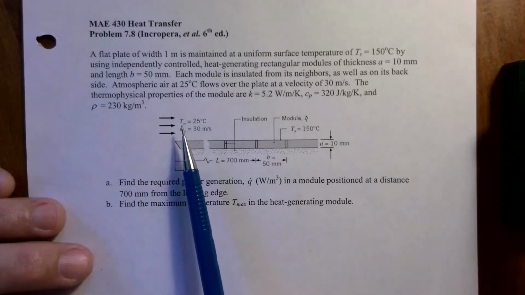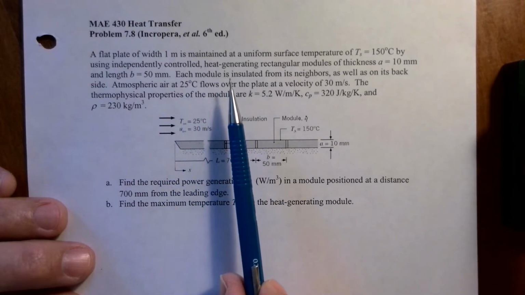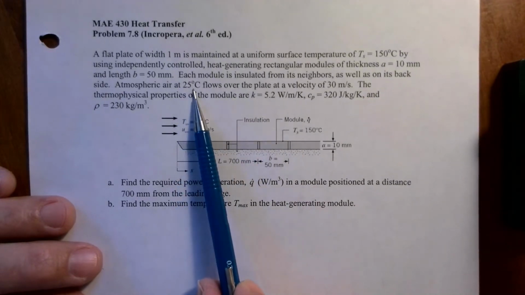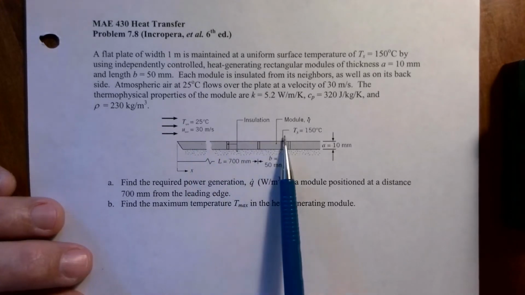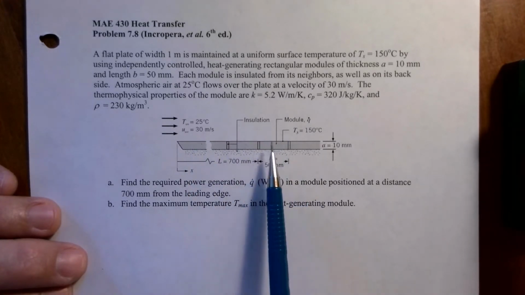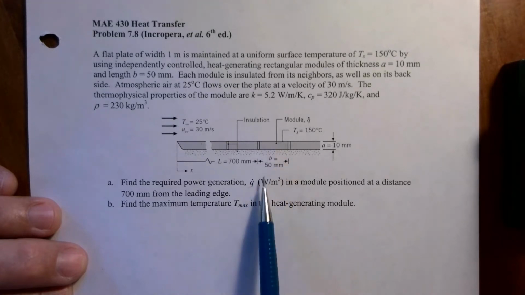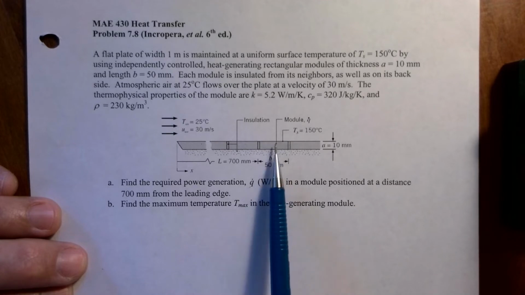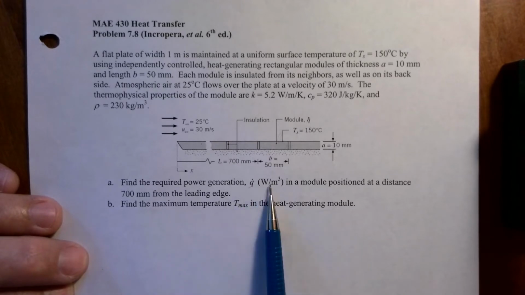So what is it? Is it air? Atmospheric air is flowing over the modules, and comes in at 25 degrees C at 30 meters per second. It's asking us to find the required power generation inside each of these modules. The power generation is per unit volume, so take this power times the volume of the module. That power generation times the volume of the module is going to balance to equal the flux leaving, which has to balance the convection. In part B it also wants us to find the maximum temperature. I'll talk about that a little bit later. Let's just focus on this one.